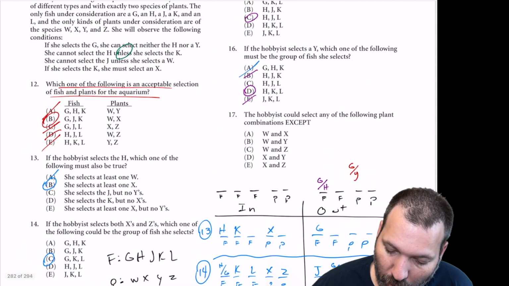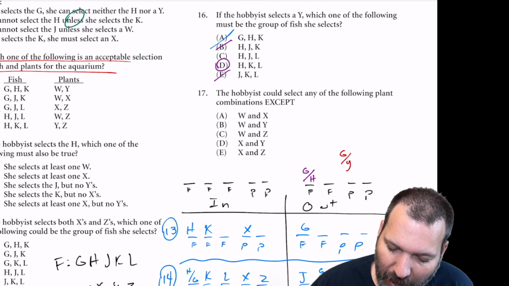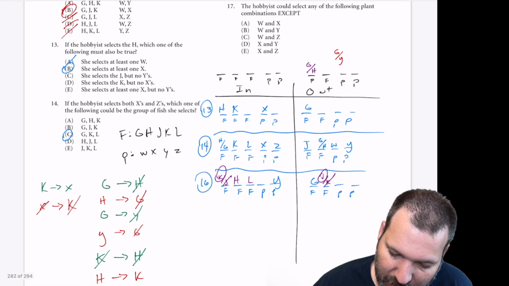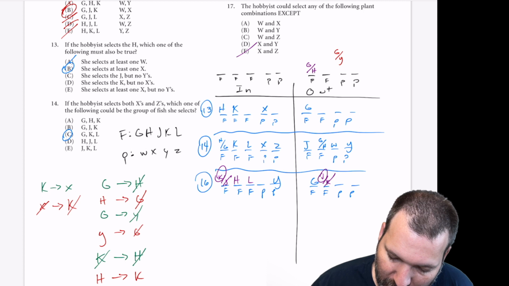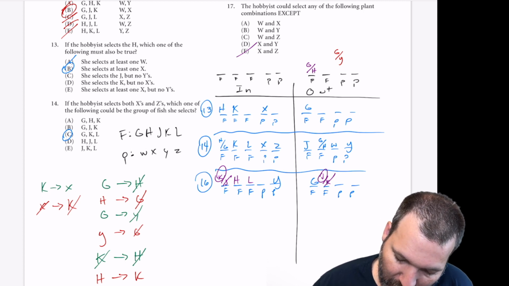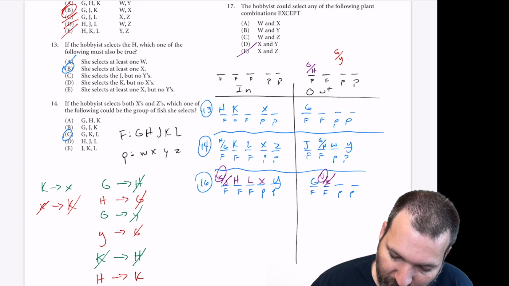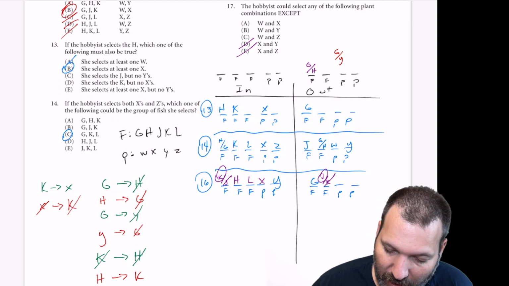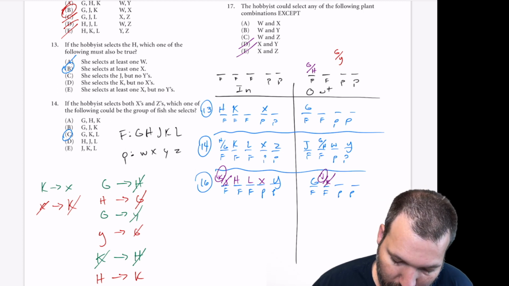Okay, nice. One more, number 17. The hobbyist could select any of the following plant combinations except... Well, we've already seen X and Z, so for sure we can cross off E. And I guess if we go back to 16, if K is in, X is in. So we've also seen X and Y, but that's not an answer choice. Oh, yes, it is. It's D. So cross off D, because we've seen that. We want to know what does not work.